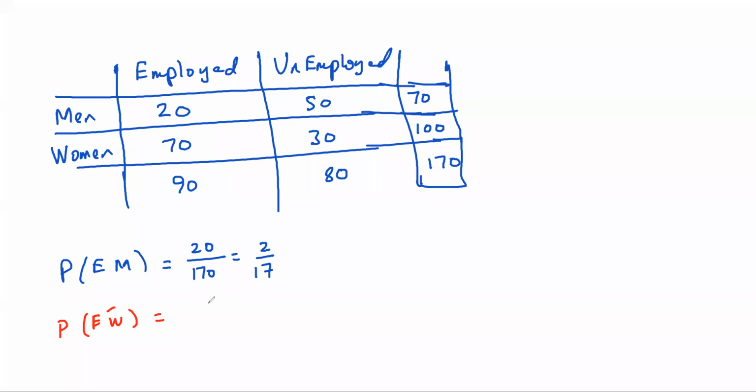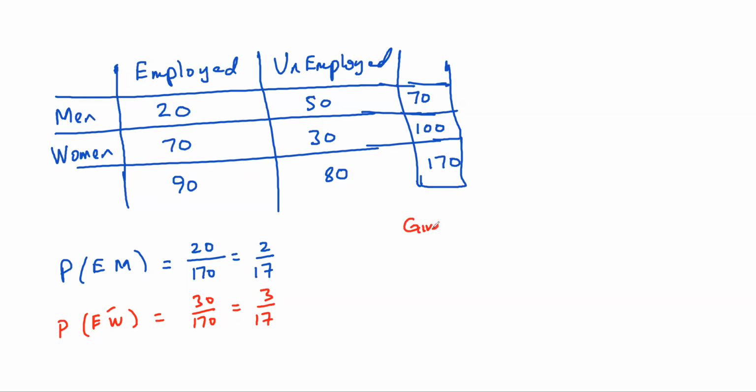Sir, 30 over 170. That is 30 over 170. So that is going to be 3 over 17. Okay? अच्छा बच्चों. Now, suppose if I ask the question, let me write it down.